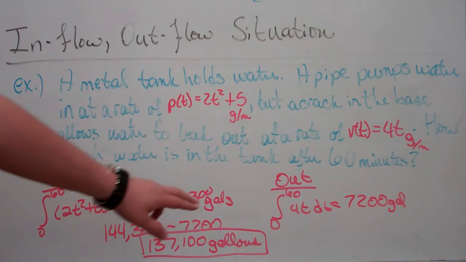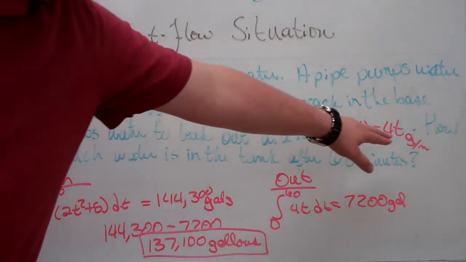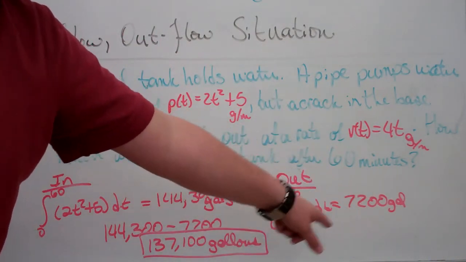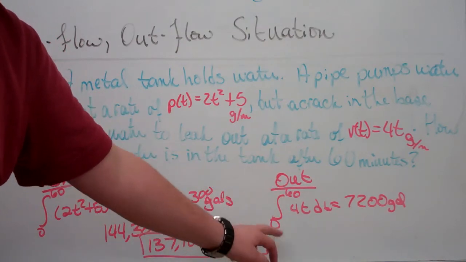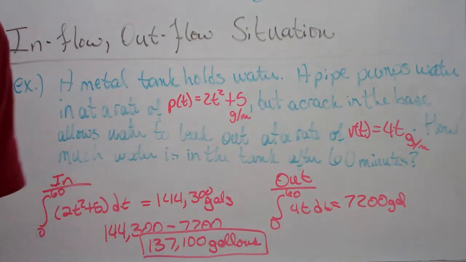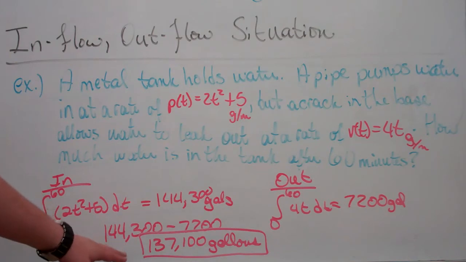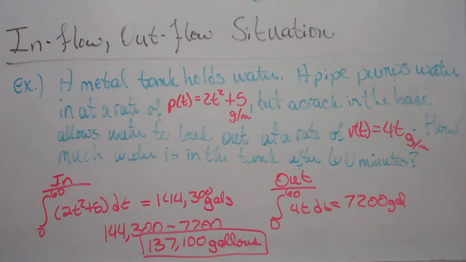Do the same thing for the out. Take the integral from 0 to 60 of 4t. Integrate and then evaluate from 0 to 60. Of course, the 0 is going to cancel out. 7,200 gallons. Subtract the out from the in to get your total number of gallons. So we have 137,100 gallons in the tank after 60 minutes.